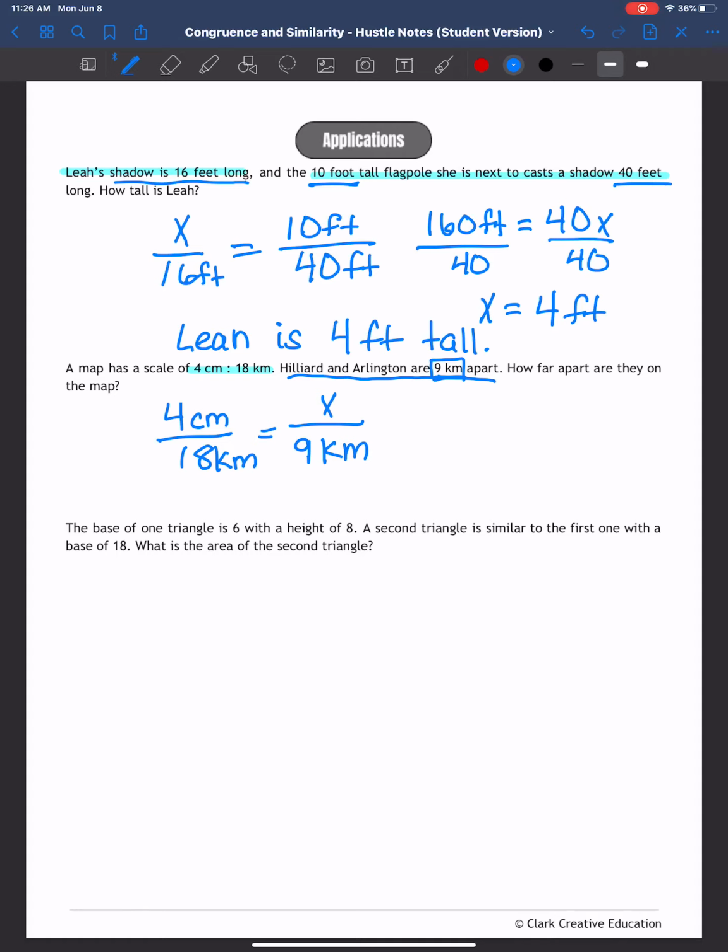So you do 4 times 9 equals 18x. 4 times 9 is 36 equals 18x. Divide by your 18. X equals 2 centimeters, because we know that this is a centimeter, okay?